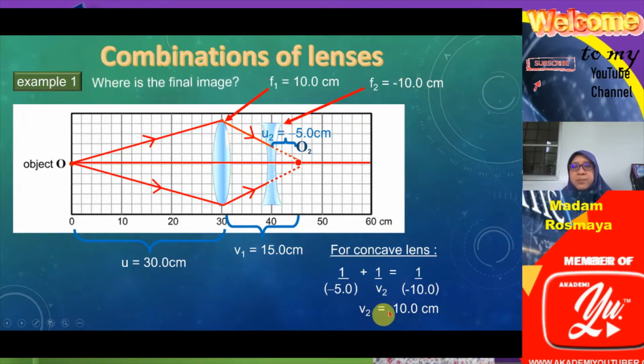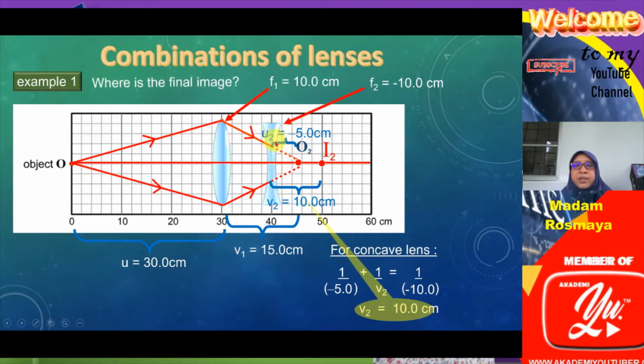This v2 is measured from the concave lens. It is positive, so that means it lies on the same side as O2, object 2, somewhere here. After passing through the concave lens, the ray is refracted away, by 10 cm distance from the concave lens, somewhere here. So you can continue drawing the ray.